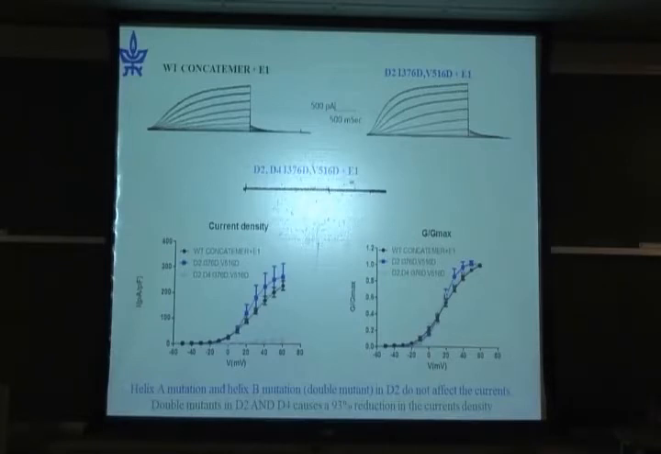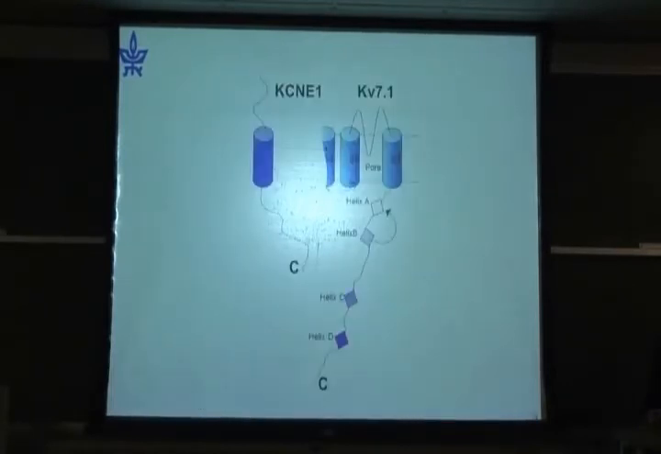The similarity with the SK channel is that, like in the SK channel, the calmodulin has the N lobe liganded with calcium only in the N lobe and not in the C lobe. So these are very similar structures to those found for the SK channel. So this was the oligomeric state of the Kv7.1 C terminus.